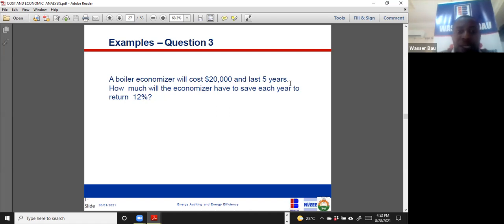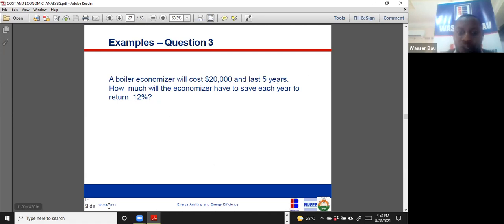The next question says, a boiler economizer will cost 20,000 naira, $20,000, and will last for 5 years. How much will the economizer have to save each year to return 12%? Let me put it in a different way. It will cost a company to purchase a boiler economizer. I think Chima must have mentioned economizer. A boiler economizer is something that helps to improve the energy efficiency of a boiler. So it will cost 20,000 and it will last for 5 years. After 5 years, it will pack up.